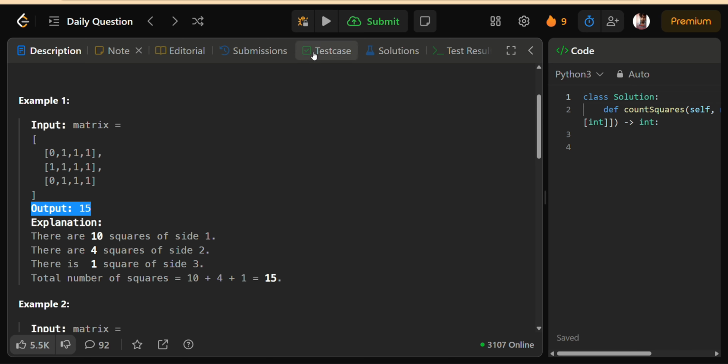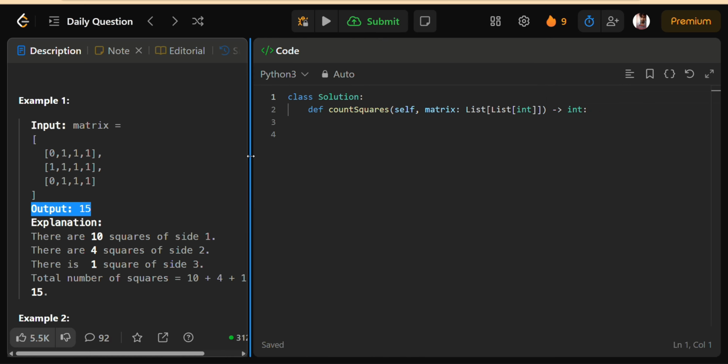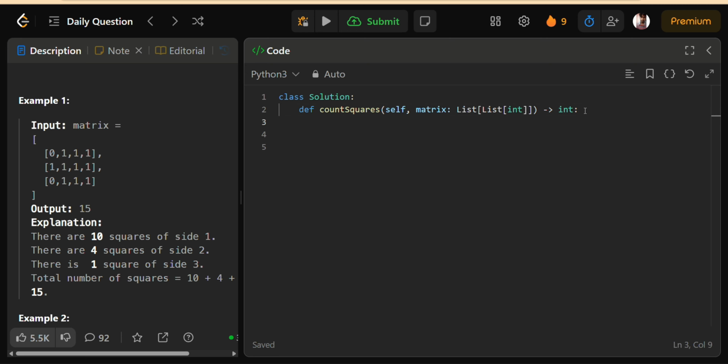The trick to solving this problem efficiently is to realize that the size of the largest square ending at any cell depends on its neighbors. Here's the intuition. If a cell has value 0, it can't contribute to any square, so we just ignore it. If the cell has value 1, then it can form a square of size at least 1. But to see if it can be part of a bigger square, we check 3 directions: the cell above it, the cell to the left, and the top left diagonal.